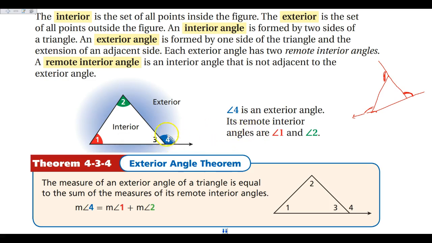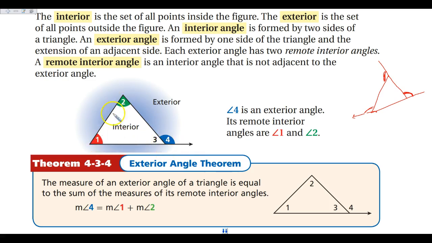So angle 4 is my exterior angle. Angles 1 and 2 are the two angles that are not adjacent to angle 4. Angles 3 and 4 are adjacent because they share a side. But angles 1 and 2 do not touch angle 4. They are not adjacent to angle 4, and they are interior angles in the triangle. So 1 and 2 are remote interior angles to angle 4, again, because 4 does not touch them.